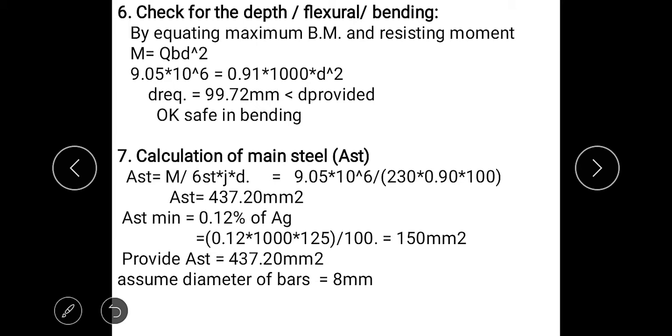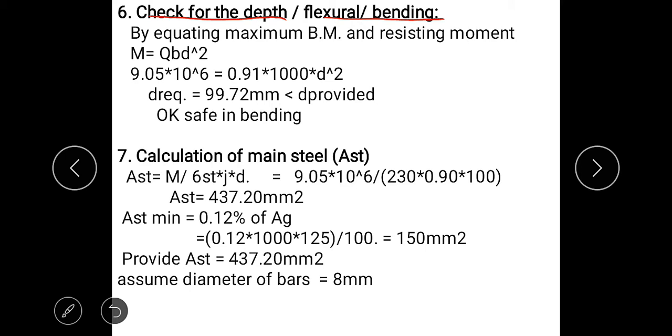In the sixth step we have to give a check. We calculated the moment and the thickness and depth of the slab; now we check whether all is safe or not. So check for depth, flexural and bending moment, meaning whether our slab is okay or not. In this sixth step we check the depth for flexure and bending.